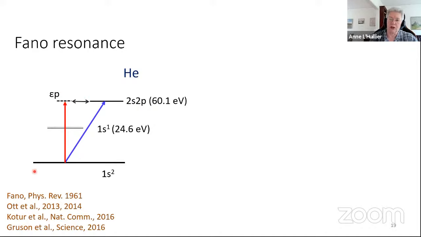In this process, we have a discrete state which is embedded in a continuum. So this is again a quantum interferometric type of process. You can reach this state in the continuum either by direct photoionization or by excitation to the discrete state and then autoionization.